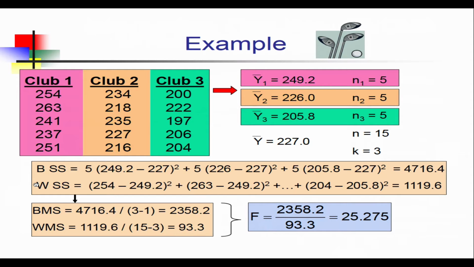And within group variation, the summation of them actually is the total variation. Then you divide each sum of square by its degree of freedom. You get the between mean sum of square and within group mean sum of square. The ratio of those 2 quantities is your observed F statistic. It's 25.275. Is this clear for this calculation flow?